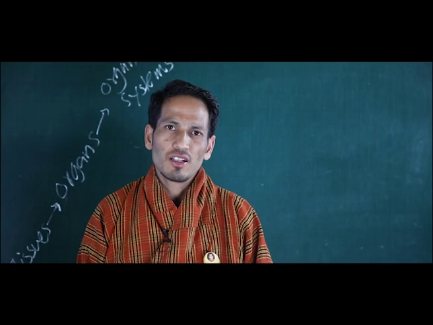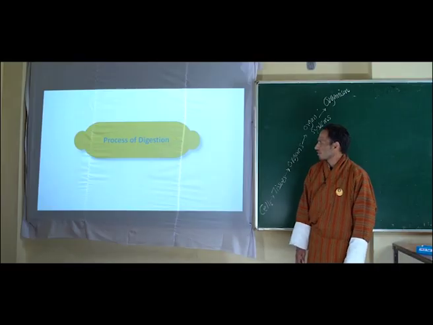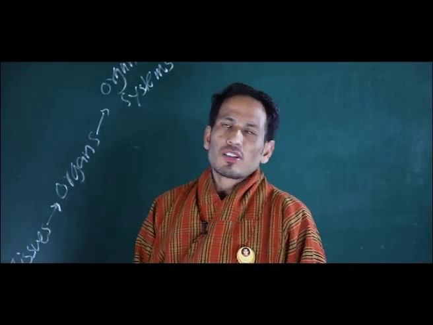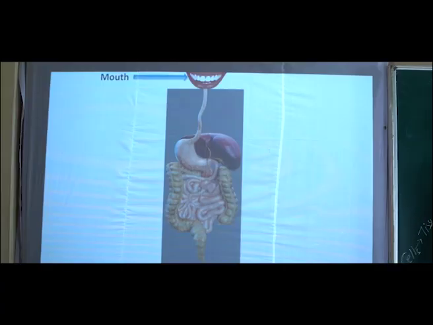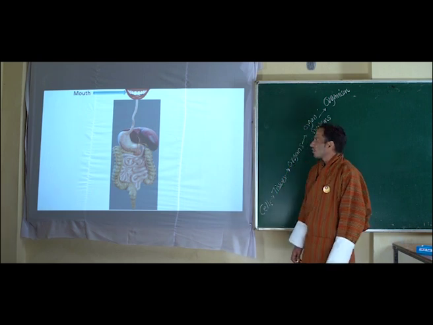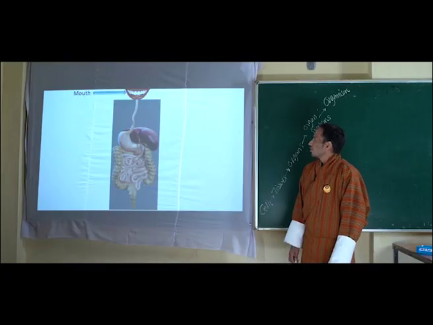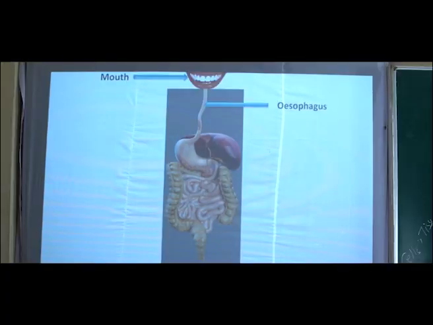Okay, now let's move to the process of digestion. So I'm going to explain in detail how the whole process of digestion takes place. Okay, first, the food is taken in mouth, and food is chewed with the help of teeth, mixed with the saliva, and in the saliva there is an enzyme called salivary amylase, and the salivary amylase digests starch.